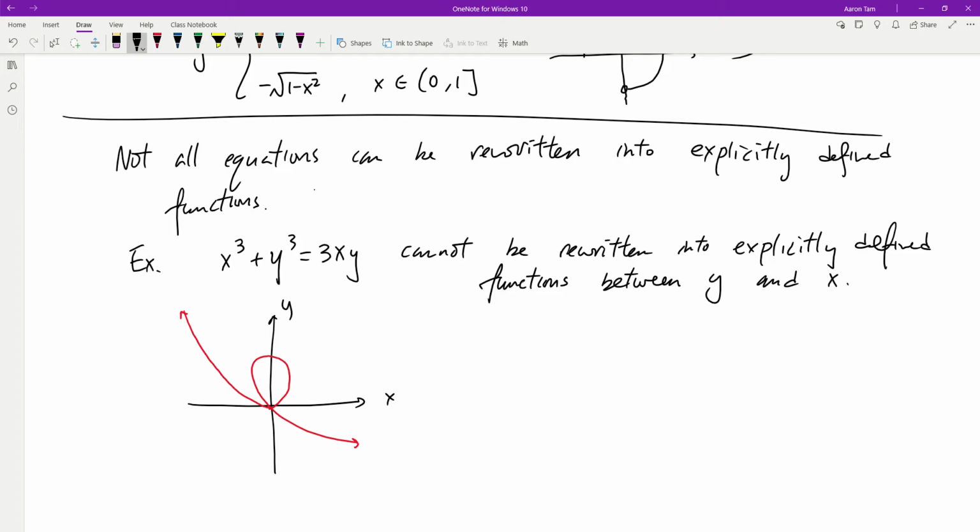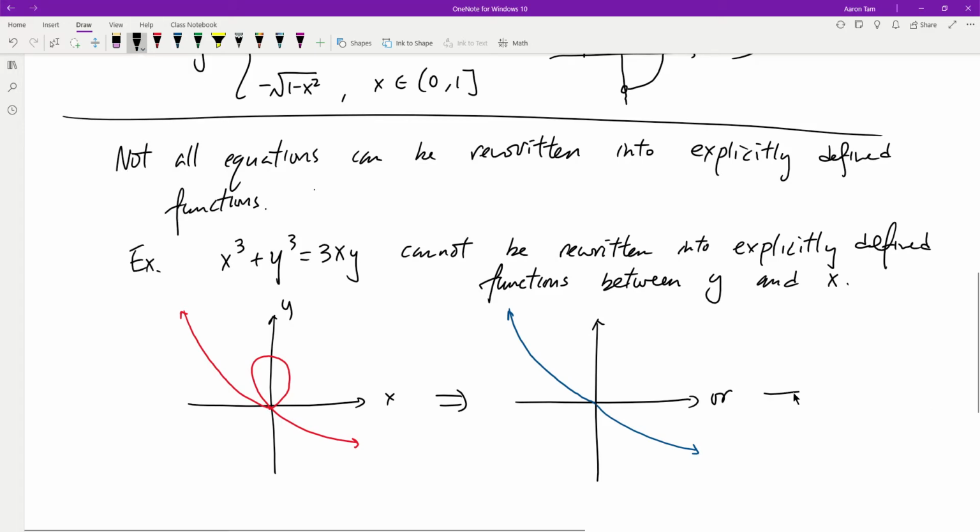And if you look at this, you can definitely tell that you could have potentially a few explicitly defined functions involved. Maybe one of them is this one. So if I take away the loop, I will now have a function that will pass the vertical line test. Or I can probably do something else. Let's see if I can think of doing something else.